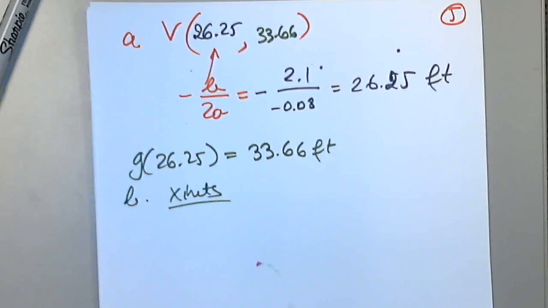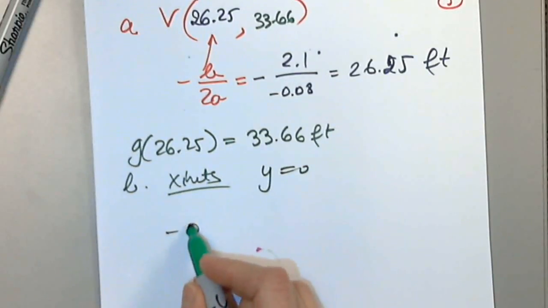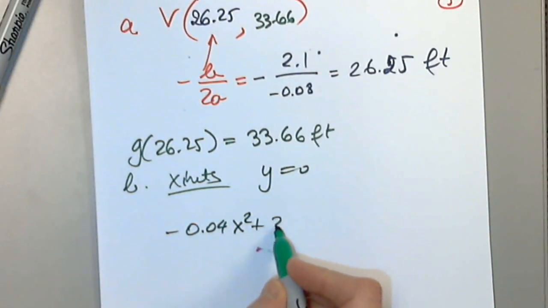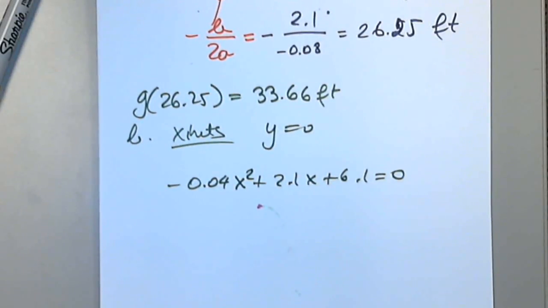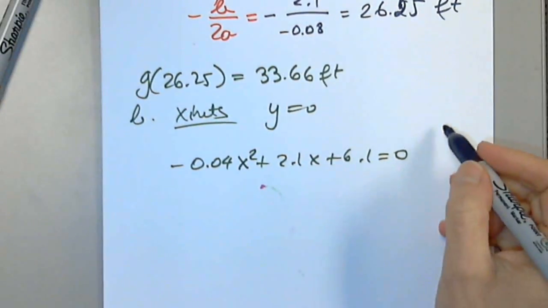I couldn't hear. Sorry. 0. For? Y. Awesome. Y equals 0. Negative 0.04 x squared plus 2.1x plus 6.1 equals 0. What will be my next move? Correct, but it's not cleaned up. I refuse to solve a quadratic function with a negative leading coefficient. You can, or multiply by -1.